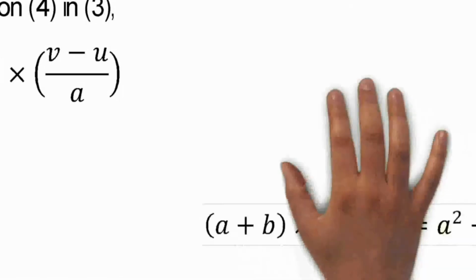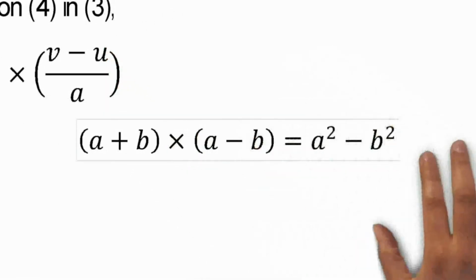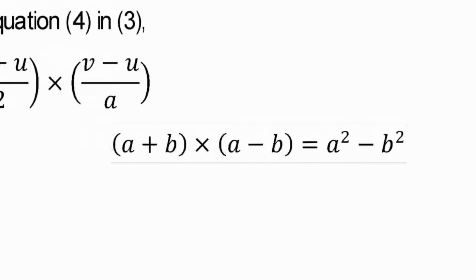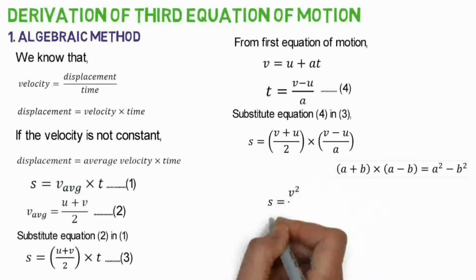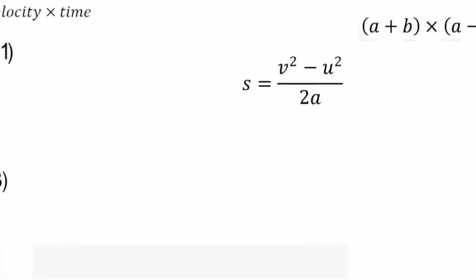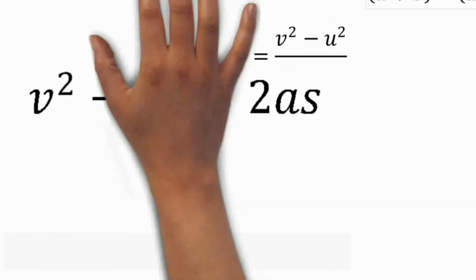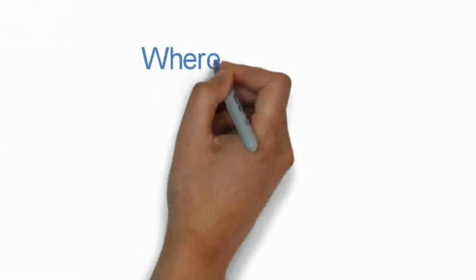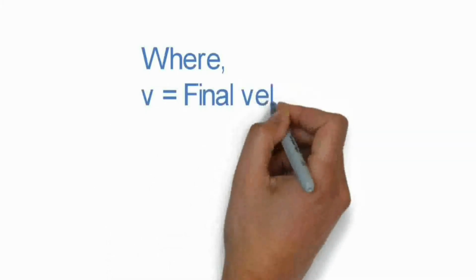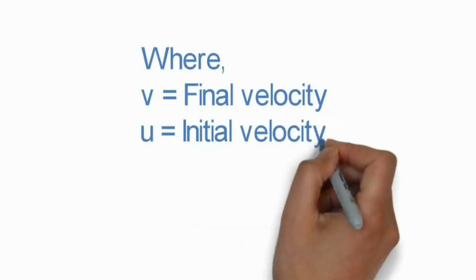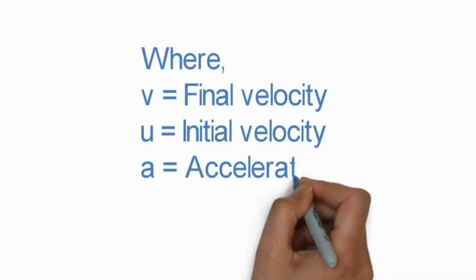From mathematics, we know that (A plus B) into (A minus B) is equal to A square minus B square. By applying this formula in the above equation, we obtain S is equal to (V square minus U square) divided by 2A. By rearranging this equation, we obtain V square minus U square is equal to 2AS, where V is the final velocity, U is the initial velocity, A is the acceleration, and S is the displacement.